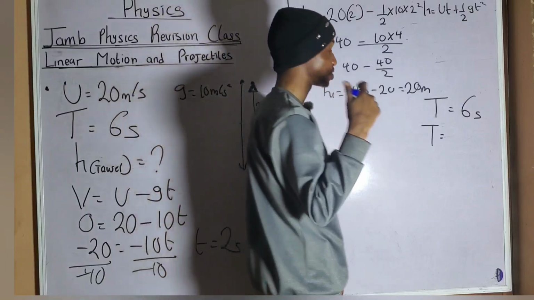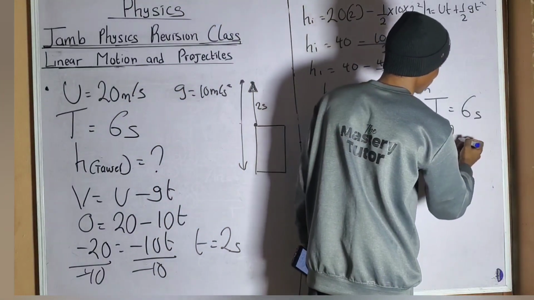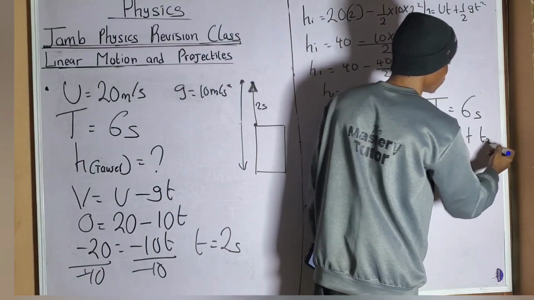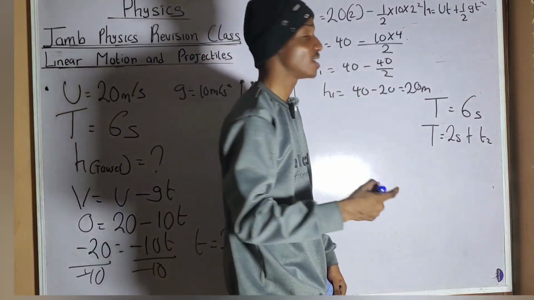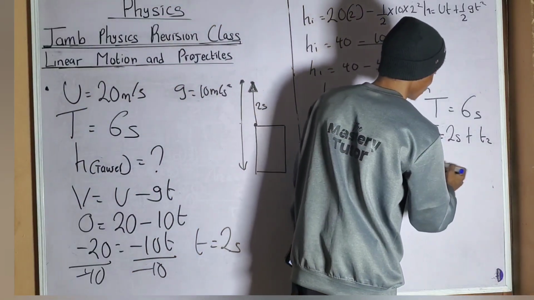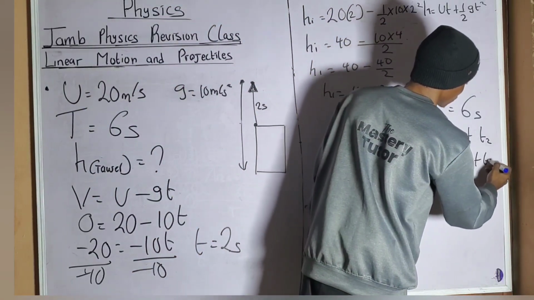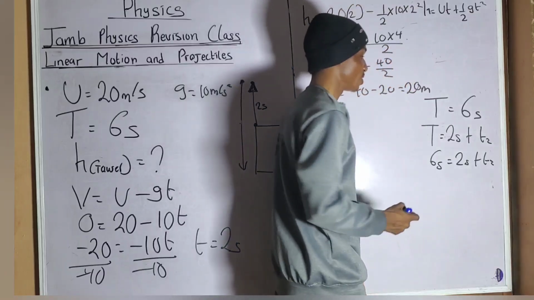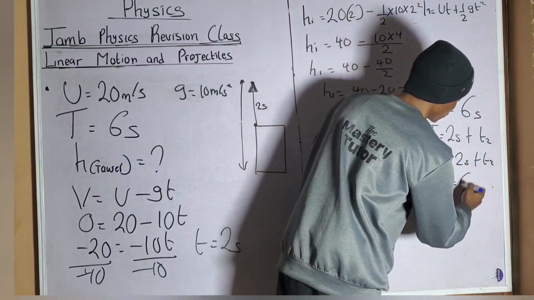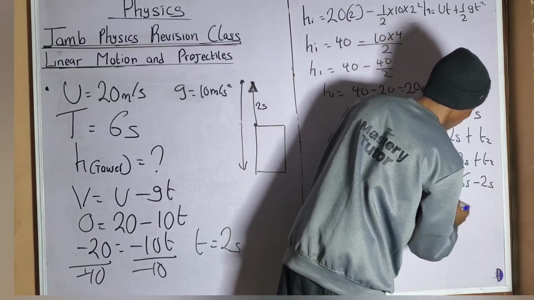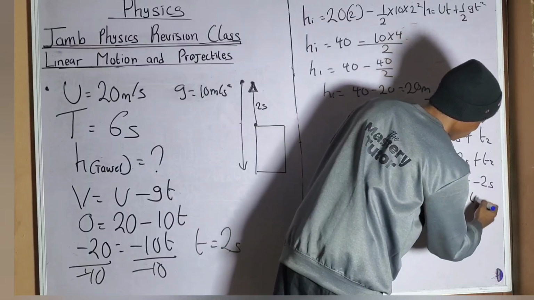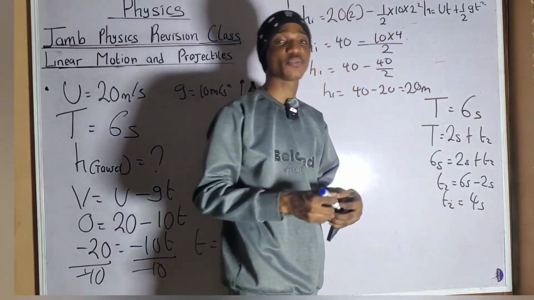From our previous calculation, that means I'm going to have 2 seconds plus t2, which is the time taken for the ball to come down. So t is 6 seconds: 2 seconds plus t2. So t2 is equal to 6 seconds minus 2 seconds. So t2 equals what? 4 seconds. That is the time taken for the ball to come down.